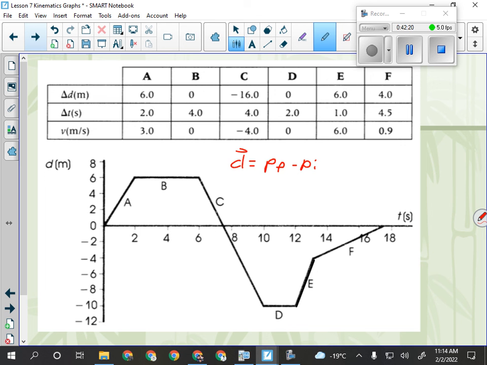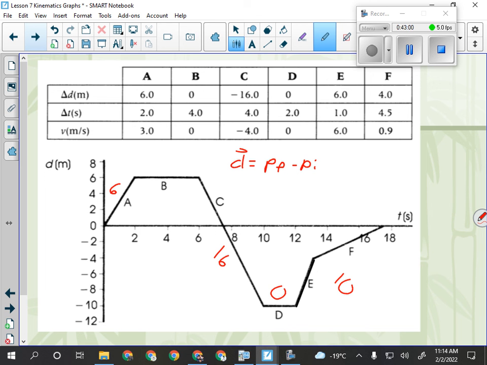32 meters. Okay, so here's how we figure that out. In part A, the object moves from a position of 0 to a position of 6 meters. How far does it go? 6 meters. How far does it go here? Doesn't go anywhere, right? It's sitting still there. All right, in part C, it goes from positive 6 to negative 10. How far does it go there? 16 meters. How far does it go in D? 0. And then between here and there, it goes from negative 10 to 0, so it goes another 10 meters. 10 plus 16 is 26, plus 6 is 32.